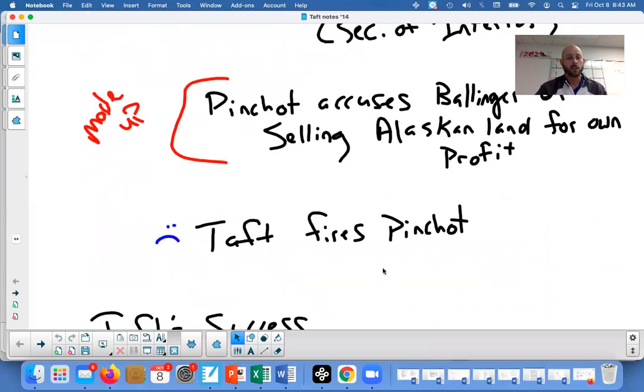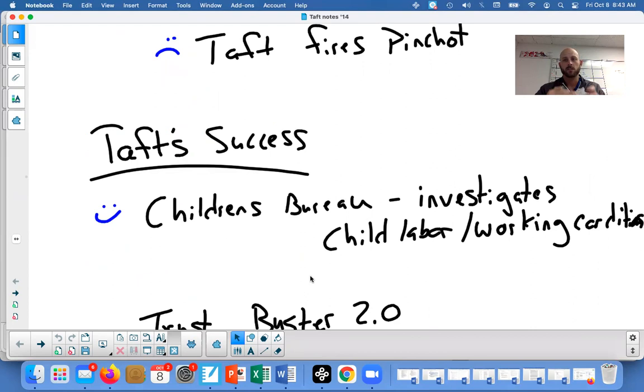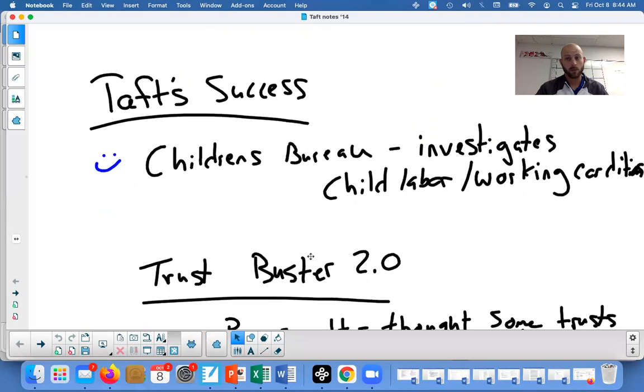All right, so Taft does do things besides make Roosevelt angry, right? He is going to start the Children's Bureau, which investigates child labor and working conditions and gets us closer to that progressive goal of public education, okay? And he is also a trust buster. Way more trusts get busted under Taft than Roosevelt, probably because of Taft's size.